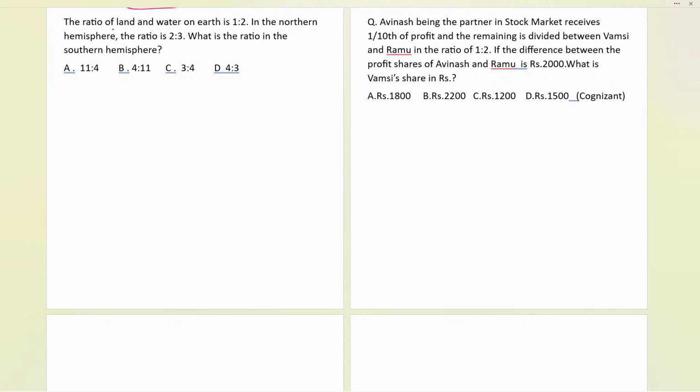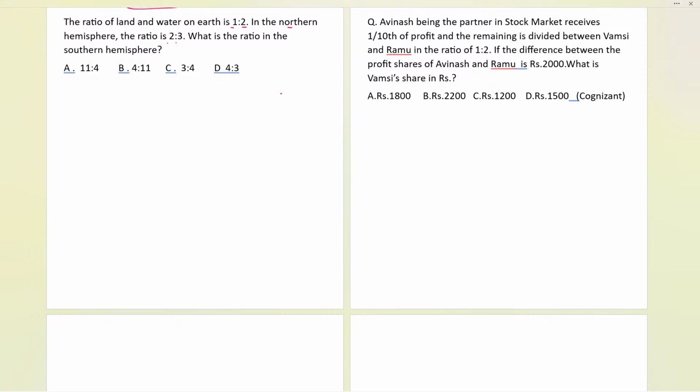Okay, so now let us solve it over here. The question says the ratio of land and water. We have the earth, and it is covered with a lot of water and a lot of land. The ratio of land and water on the earth is given over here as 1:2. Now, in the northern hemisphere, the ratio is 2:3. And the question is asking for the ratio in the southern hemisphere.